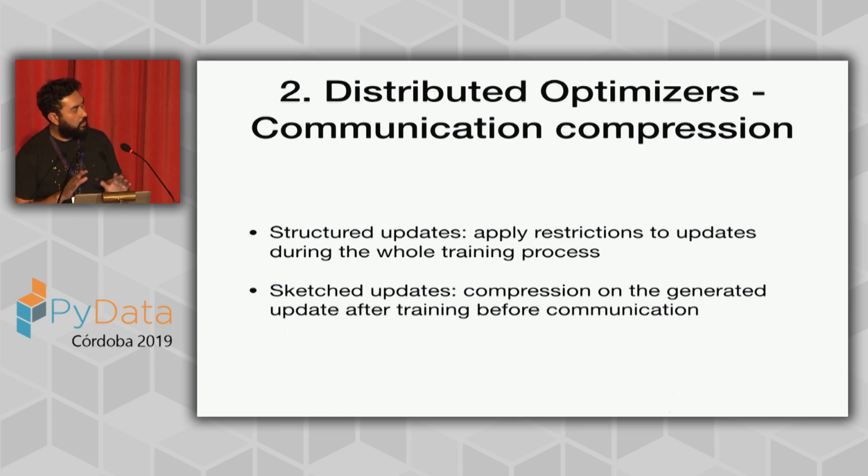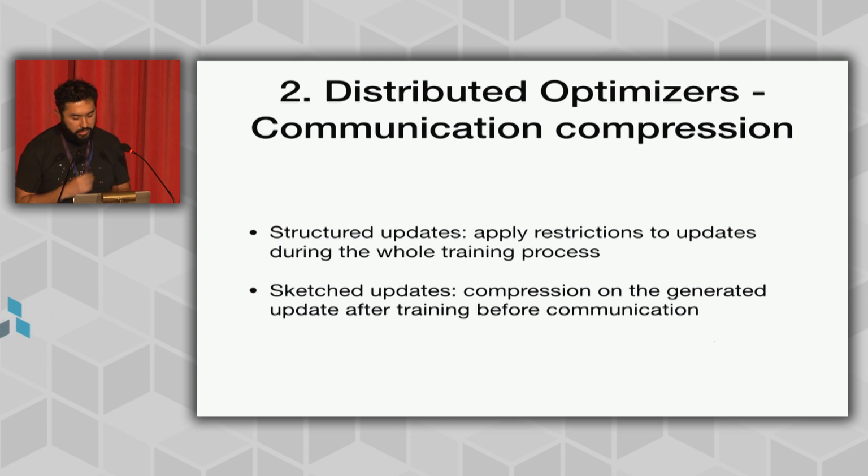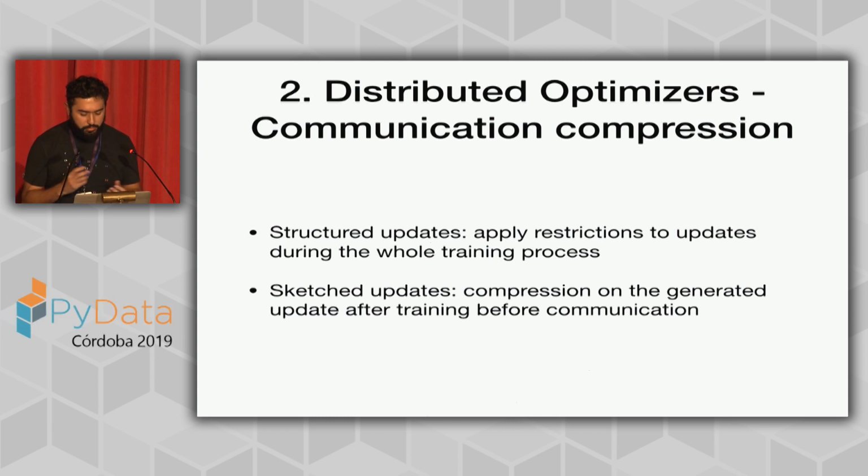So quickly, it's just applying restriction to the update during the whole training process. Usually, you have some result and you want to reduce it by using, for example, low rank compression or some random mask. Otherwise, you have sketch updates. Usually the compression here is done after you do the training and before the communication. In this case, you have subsampling, or maybe here people will know about quantization.